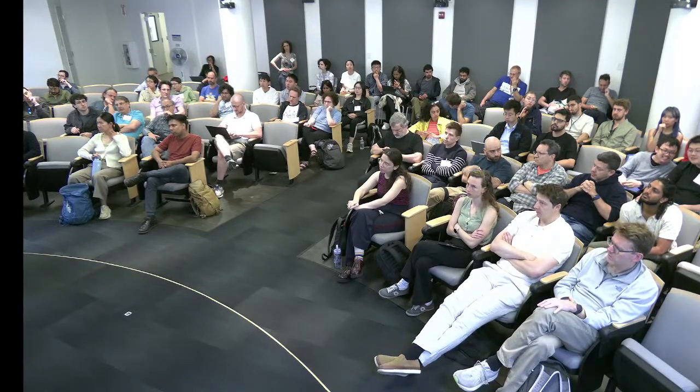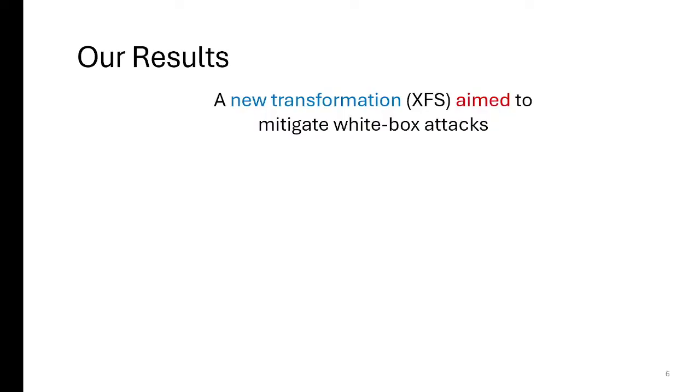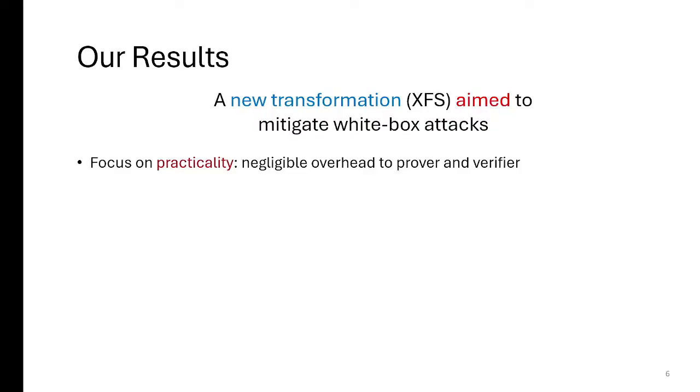Okay, so what are our results? We have a new transformation that we call XFS, Extended Fiat-Shamir, and it's aimed at mitigating these white box attacks. Our focus is on practicality, so we want negligible overhead for the prover and the verifier. We would like it to circumvent the recent attack on the GKR protocol. There are some caveats to this. We only work for Sigma protocols. The GKR attack is multiple rounds. Also, the attack doesn't seem to work if you have what we did, but we have to put this caveat.